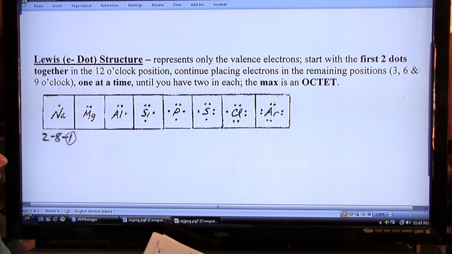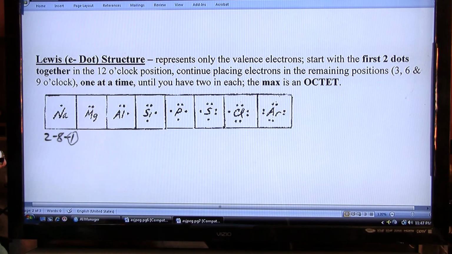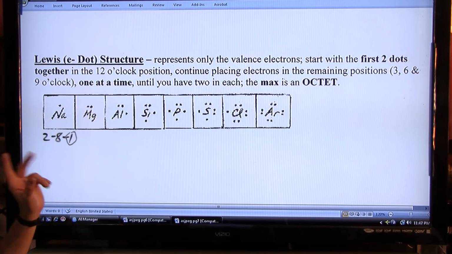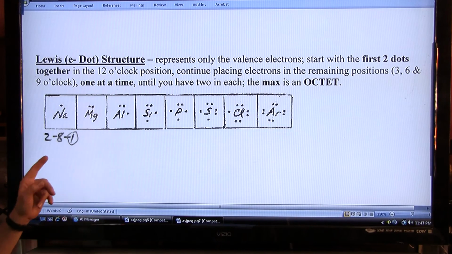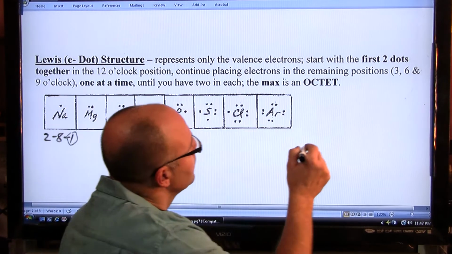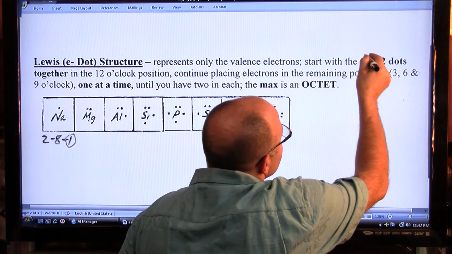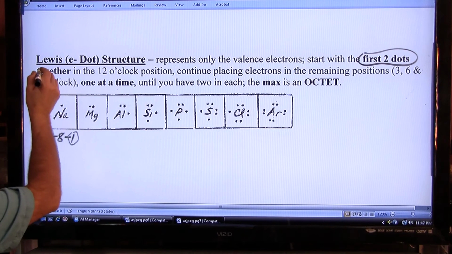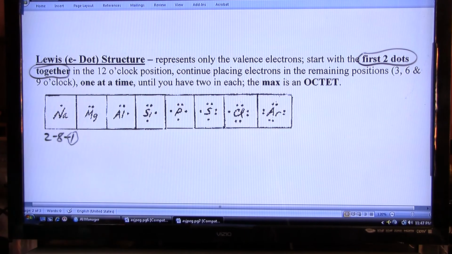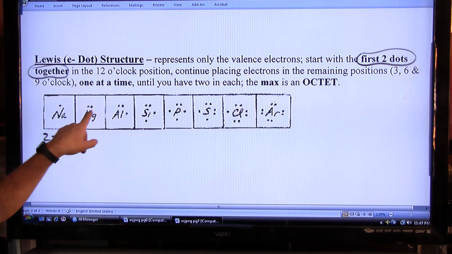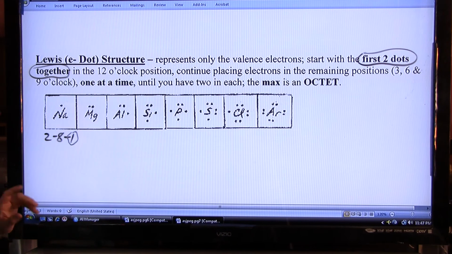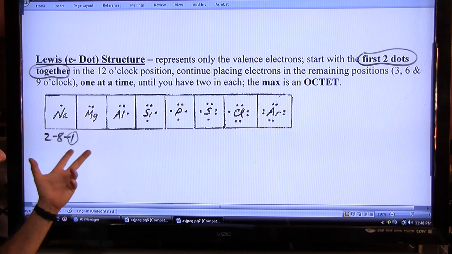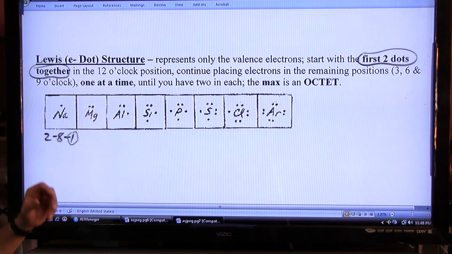And the way of getting a correct electron configuration is by placing the electrons beginning with the first pair, the first 2 dots you should put together. So the first 2 dots together. I made it in bold, but we'll circle it to remind you. I call that the 12 o'clock position. So magnesium would have 2 at 12 o'clock, and if you wanted to, you could start at the 3 or 6. That's irrelevant, but you got to start somewhere.